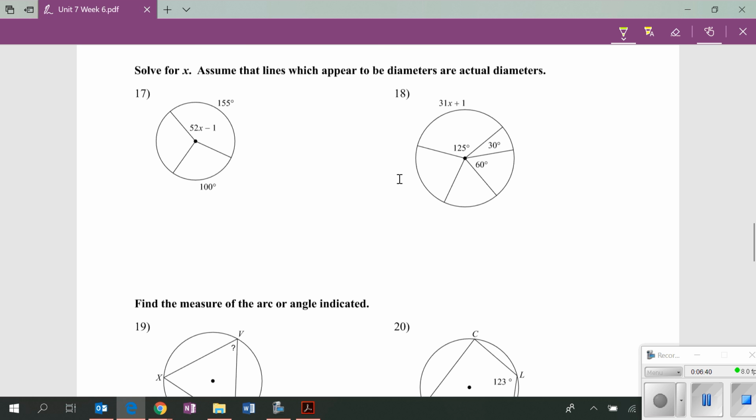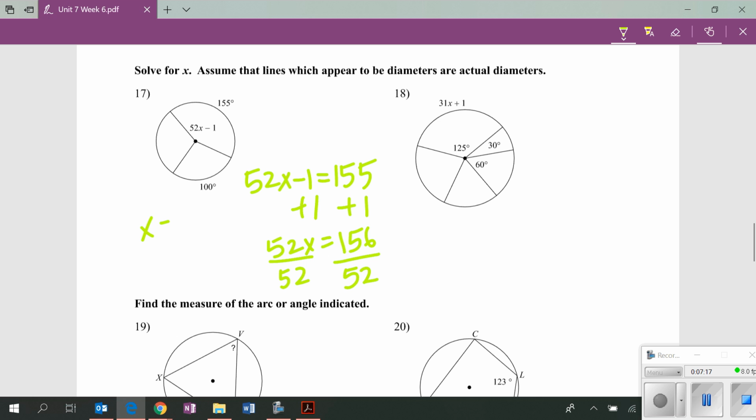Here now we are looking for solving for x. Pretty simple because we see here we've got our central angle, I've got the arc, and remembering that those equal each other. So I just have to do 52x minus 1 equals 155, and it's simple algebra from here. I'm going to add 1, 52x equals 156, divide by my 52, and I get that x is equal to 3. That simple. Okay.